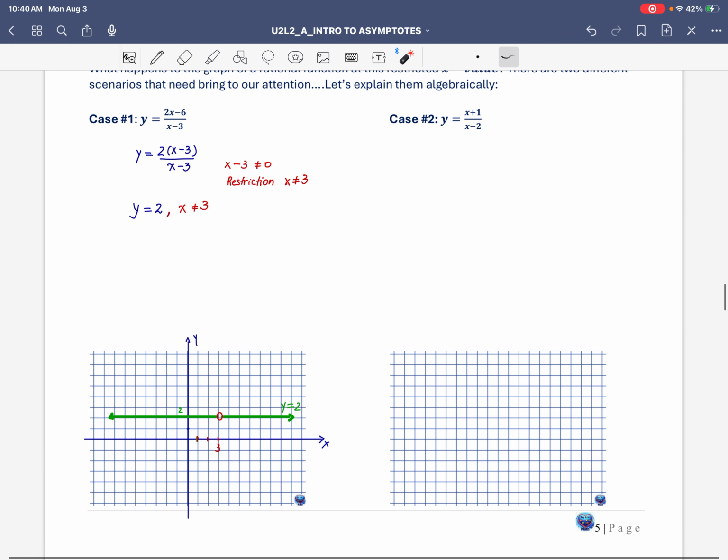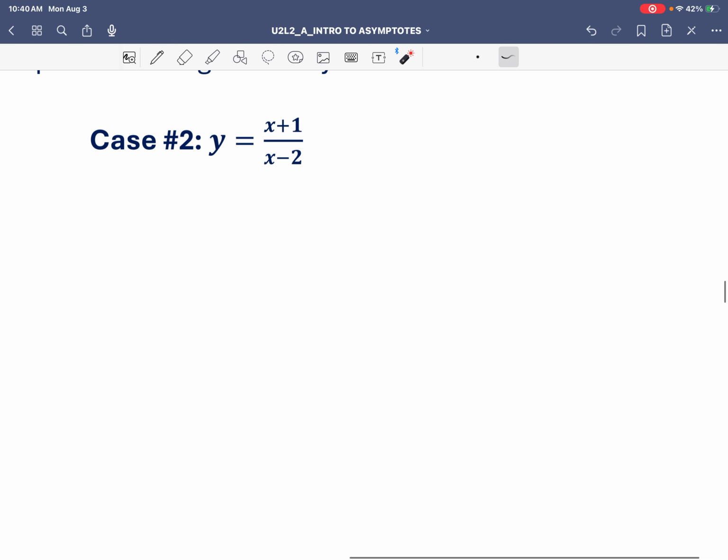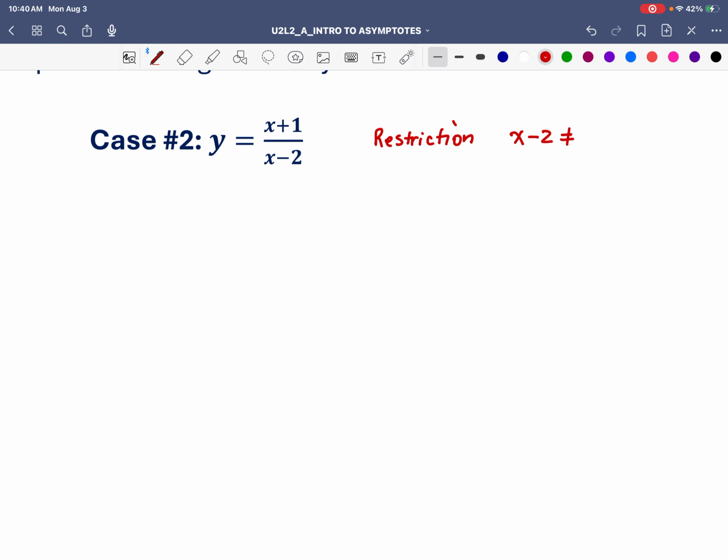Now, we're going to take a look at the next example. We have y equals x plus 1 over x minus 2. There is nothing to factor in here. There are no common factors, so we're going to jump to restrictions. So we'll say that the restrictions are that the denominator cannot equal 0, or x minus 2 has to be different than 0, which tells us that x has to be different than 2.